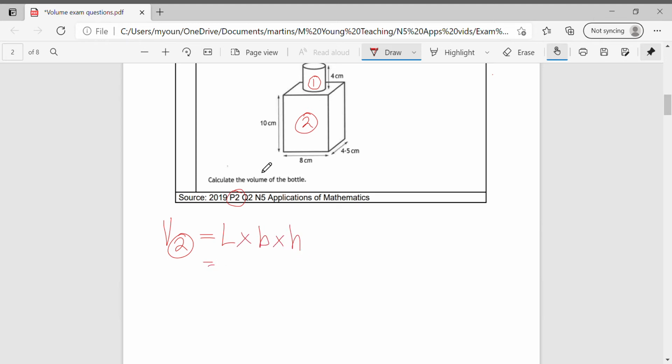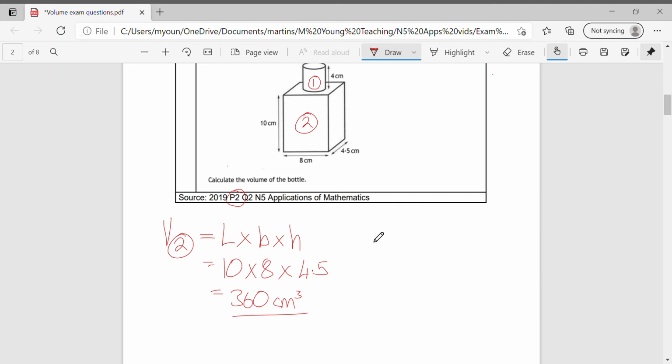So that'll be 10 times 8 times 4.5. Calculator, 10 times 8 times 4.5, well that's 360. Careful with your units, it was centimetres, so it'll be cubic centimetres because it's volume that we're dealing with.